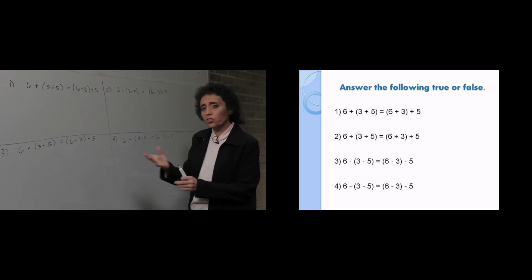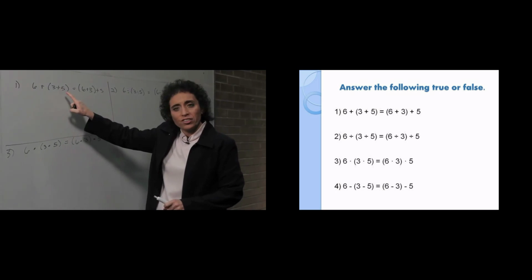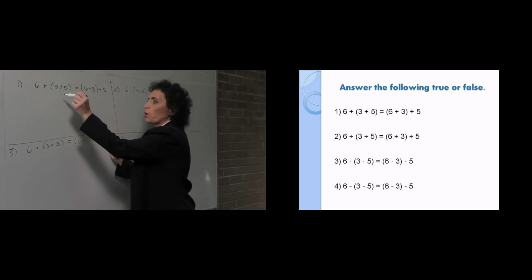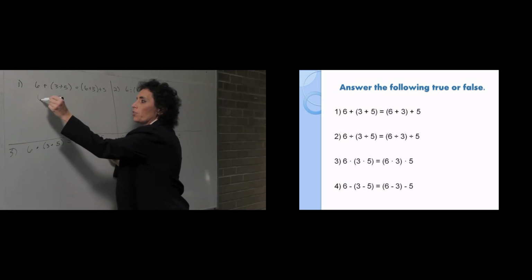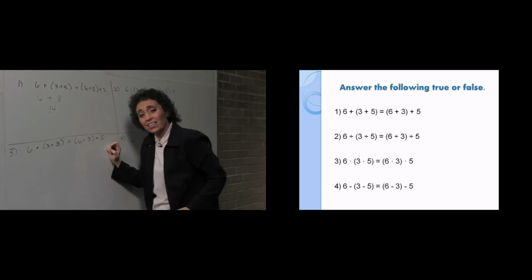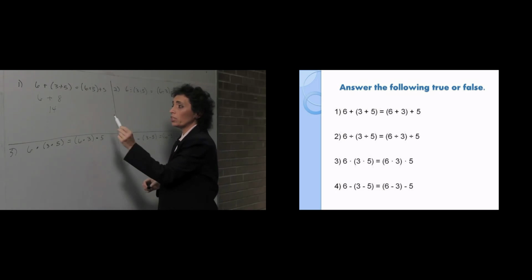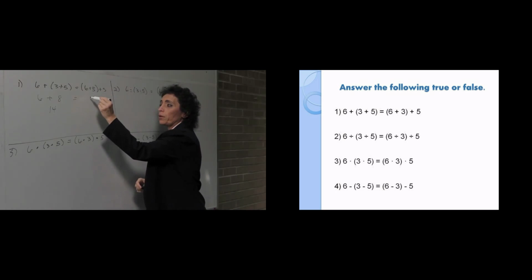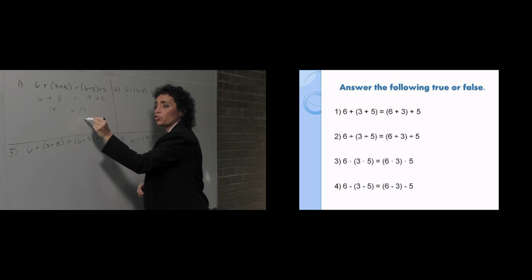Okay, let's take a look at these together. Order of operations tells us parentheses first. So 3 plus 5 is 8. 6 plus 8 is 14. That's the left side. We want to know if this is true or false. Let's look at the right side. Order of operations, 6 plus 3 is 9. 9 plus 5 is 14. So yes, this is true.